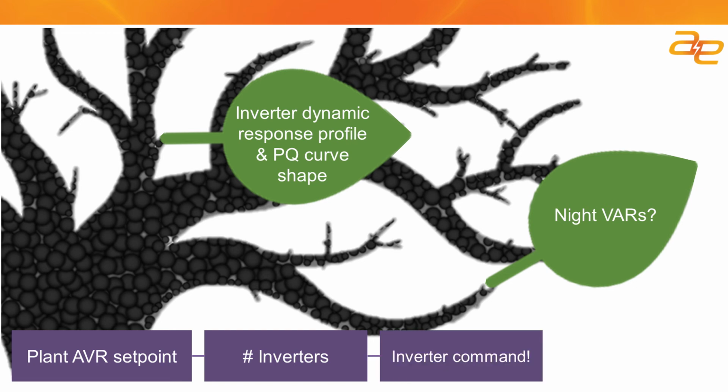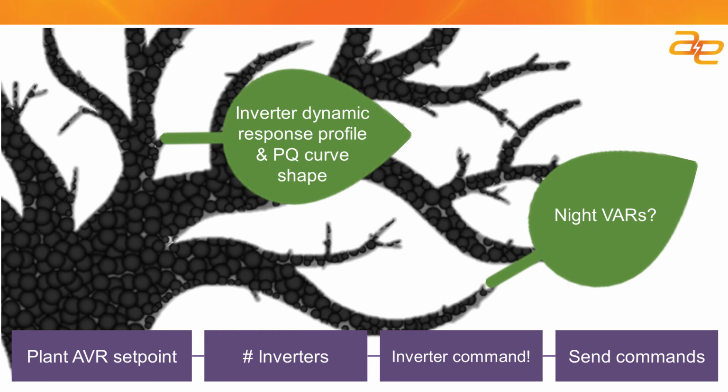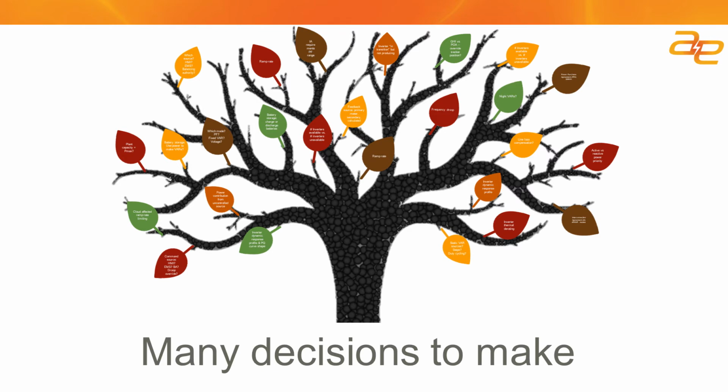So now we have all the information that we need about what sources of VAR we have to work with, what the capabilities of the different devices are, and how we need to deliver those VARs out of the plant. So now we're ready to send commands to each of the inverters for what their VAR output ought to be. As I started talking about in the beginning, I think of this control system development as a decision tree. And as you can see from this slide, there are a lot of decision points that you can factor into how the control system ought to work.